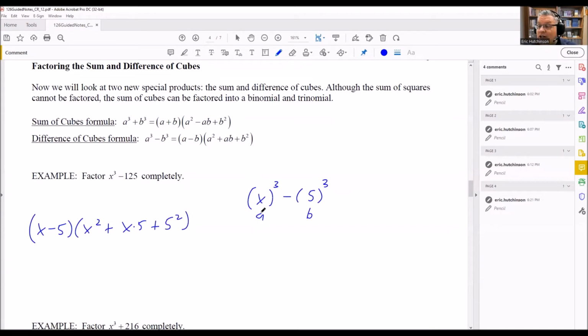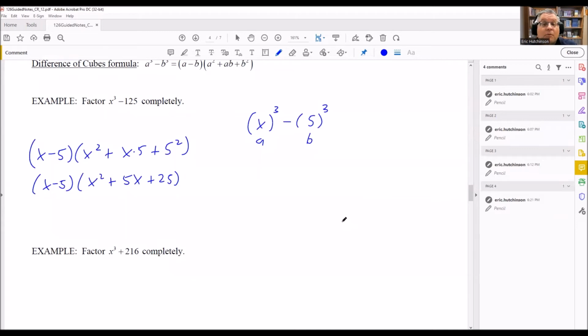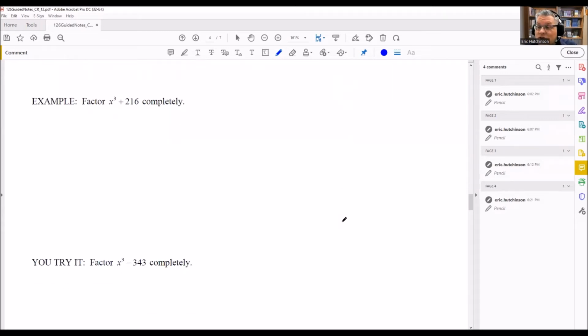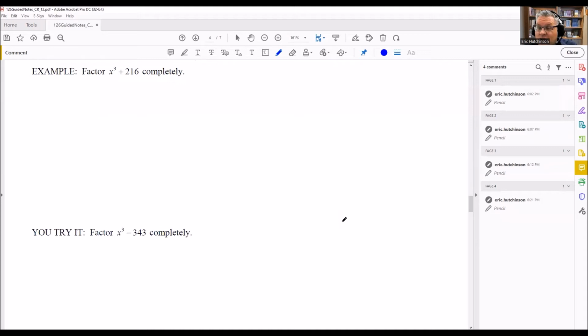So again, once you identify the a and the b, just plug them into the formula. That's going to be x minus 5, and then we have x squared, I'll write this as a 5x, and then this will be a 25. And so now this thing here would be factored completely. If we were to multiply all that out, we should end up with x cubed minus 125. Let's do a couple more examples of these. So we'll do these two examples next.